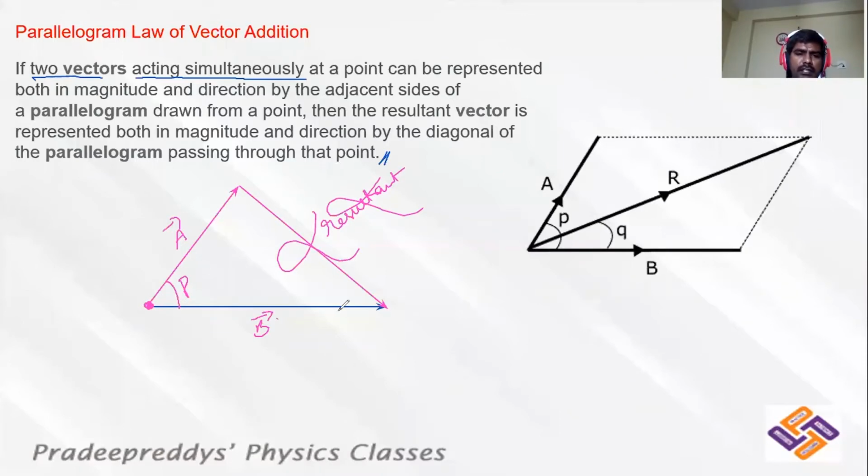You need to alter these vectors, bring this A to the other side, join the tail with the head, and then you can construct a triangle. So when we are dealing with vectors starting from the same point, in such cases you can use the parallelogram law of vectors to add them directly. Now how to add these vectors directly?